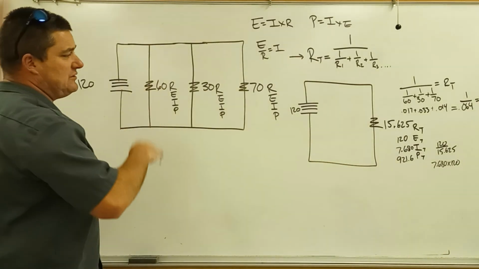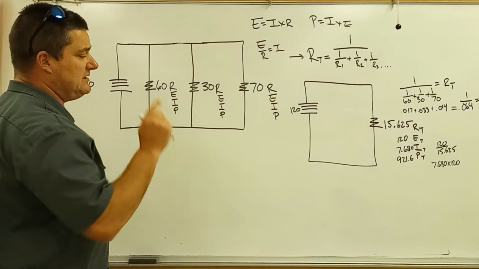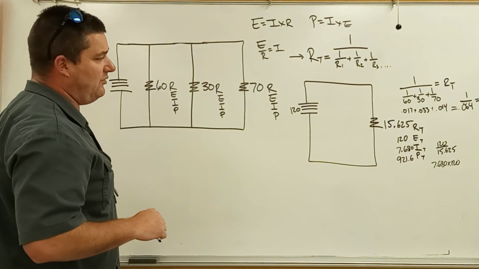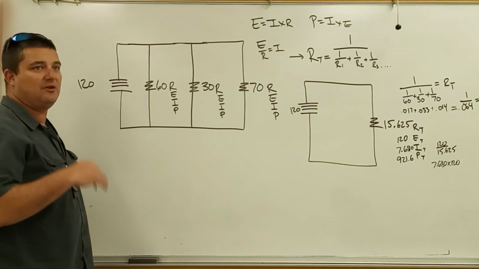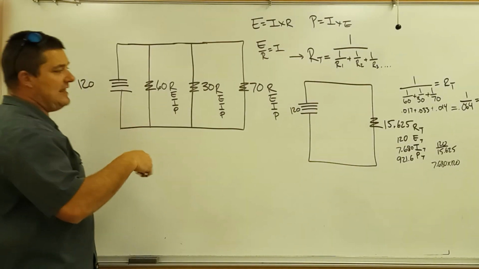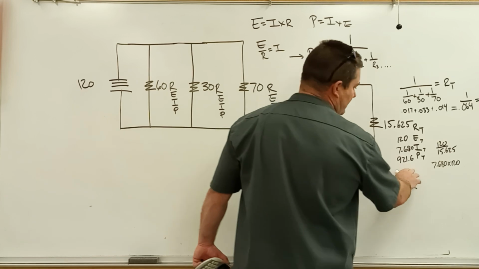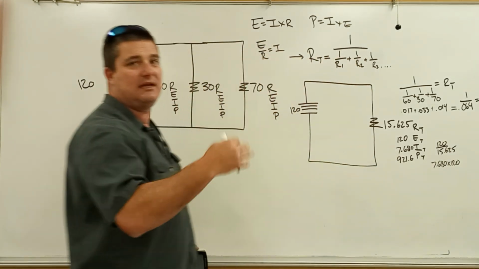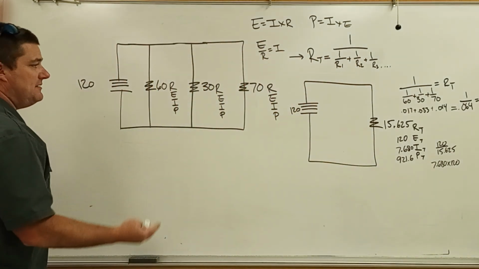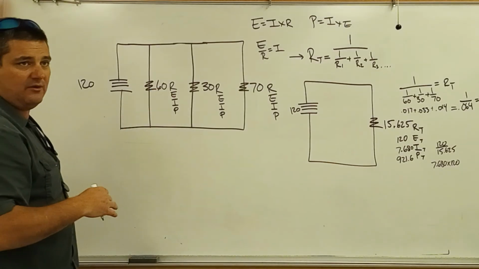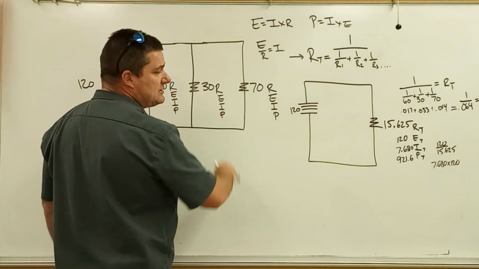So as we simplified this circuit, we know that combined you're going to have a resistance total of 15.625 ohms, a source voltage of 120 volts. There will be a total of 7.680 amps of current flowing through my circuit, and a total wattage of 921.6 watts in total.